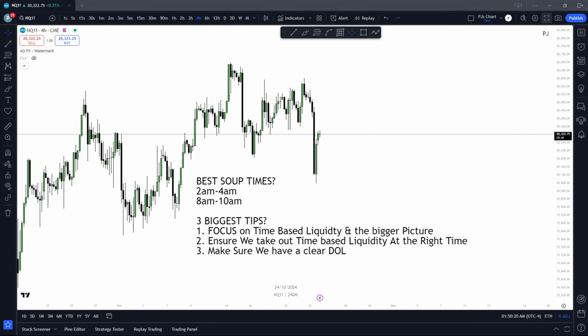The 3 biggest tips I can give you, just flat, giving it straight to you best I can, is focus on time-based liquidity and the bigger, higher time frame picture. Ensure we take out a time-based liquidity at the right time, and make sure we have a clear draw on liquidity. If these 3 things are not on your side, they are not in your favor, do not take a trade. It is as easy as that.